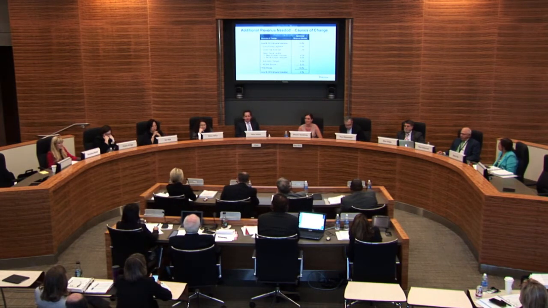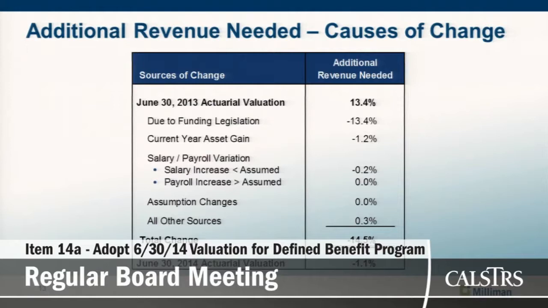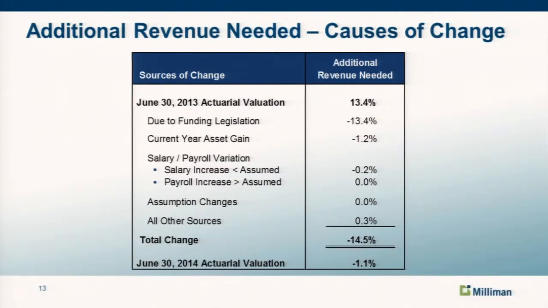So, causes of change, as promised, in the additional revenue needed. As we saw for the 2013 valuation, we needed 13.4% of pay additional to bring us up to full funding. And as expected, due to the funding legislation, we exactly offset that. That's because all the projections done for that funding legislation as of 2014 were based on that 2013 valuation. So now we come to the 2014 actual valuation.